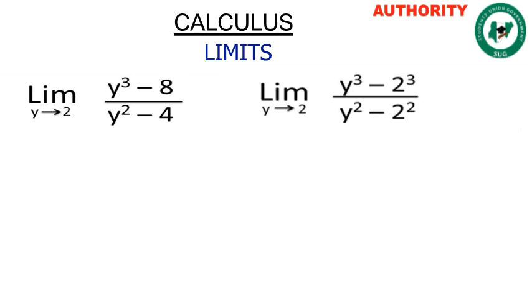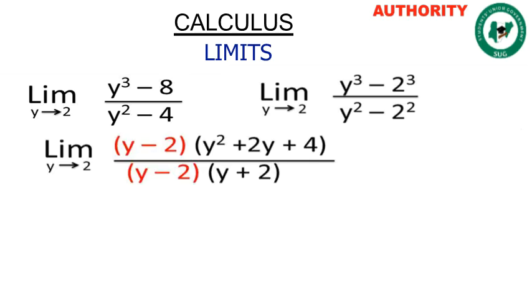Now, let's see what we are going to do again. We are having lim as y approaches 2 of y raised to power 3 minus 2 raised to power 3, all over y raised to power 2 minus 2 raised to power 2. Now, y raised to power 3 minus 2 raised to power 3 can be written as y minus 2 in bracket y squared plus 2y plus 4. And this y raised to power 2 minus 2 raised to power 2 is a difference of squares, and then y raised to power 3 minus 2 raised to power 3 is a difference of cubes.